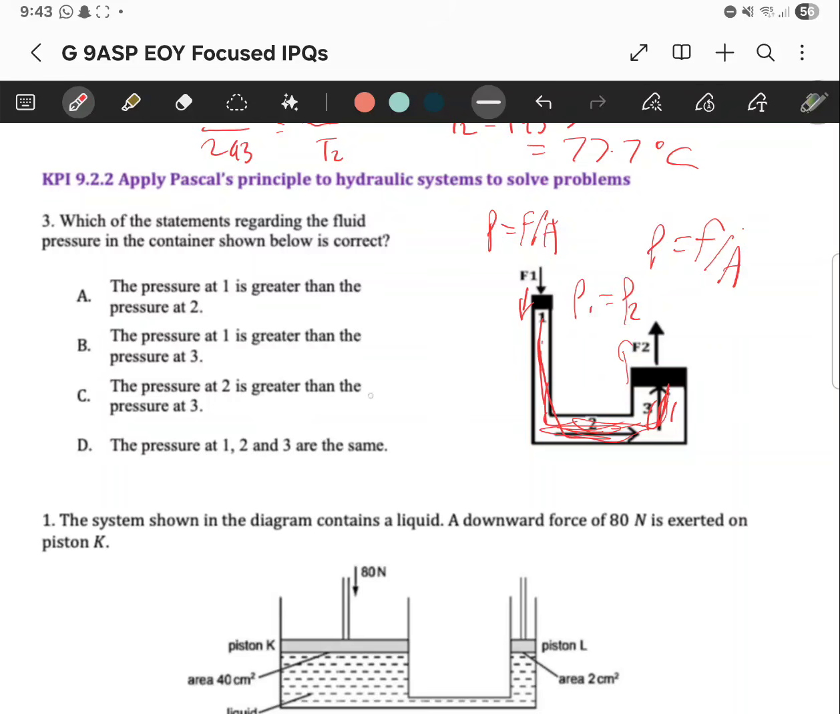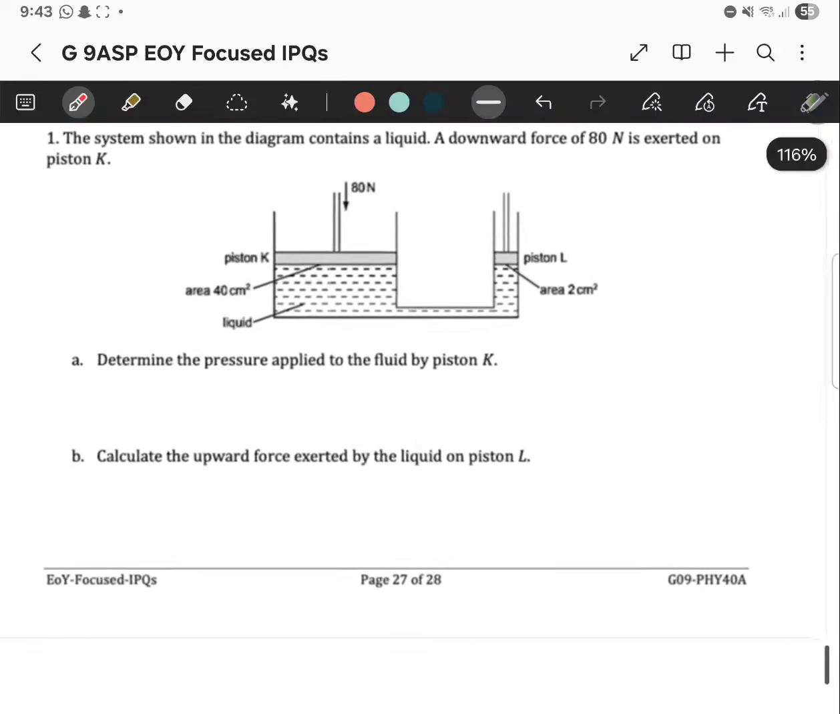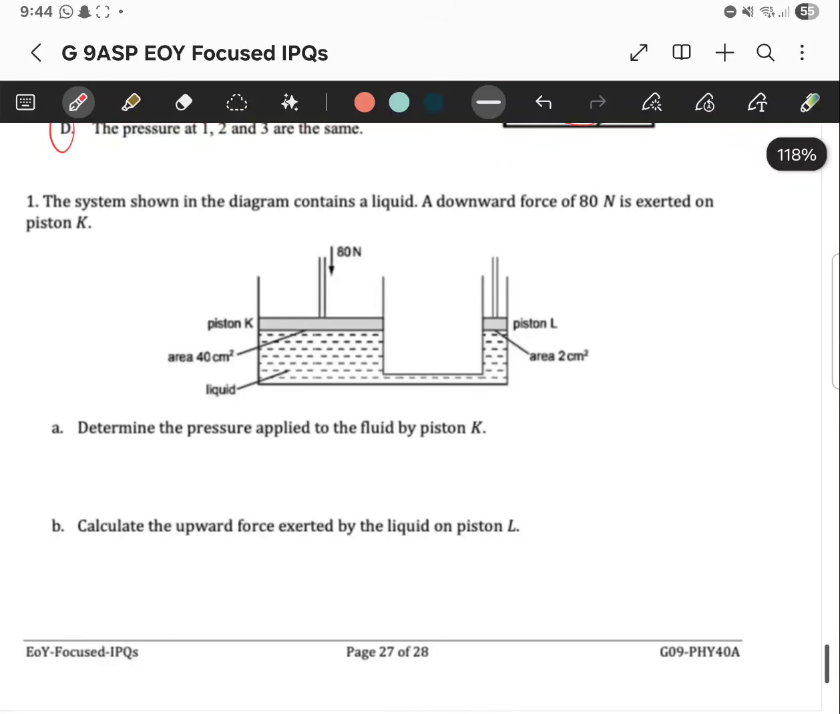Very good. What am I doing here? Greater, greater, greater, all the same. D is the best answer over here. Okay, let's move on. So find the pressure applied on this one. So we want to find the pressure by piston K.